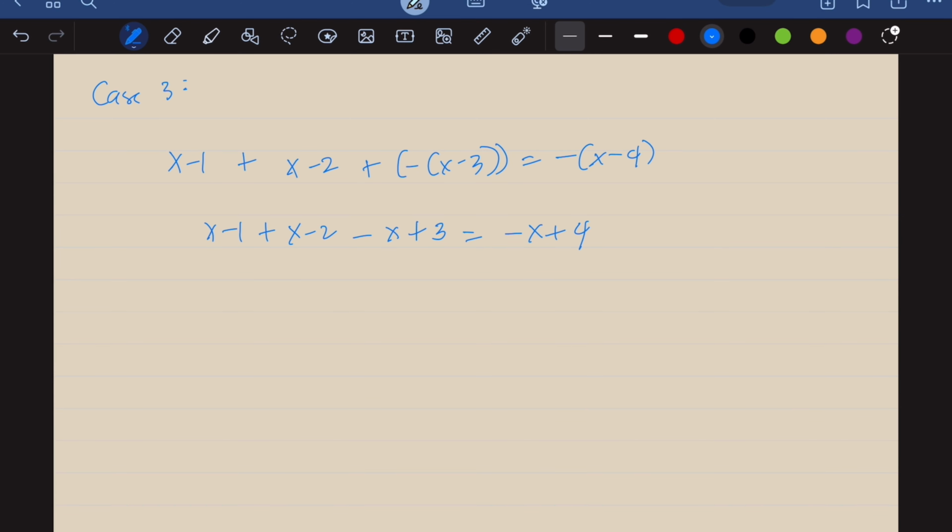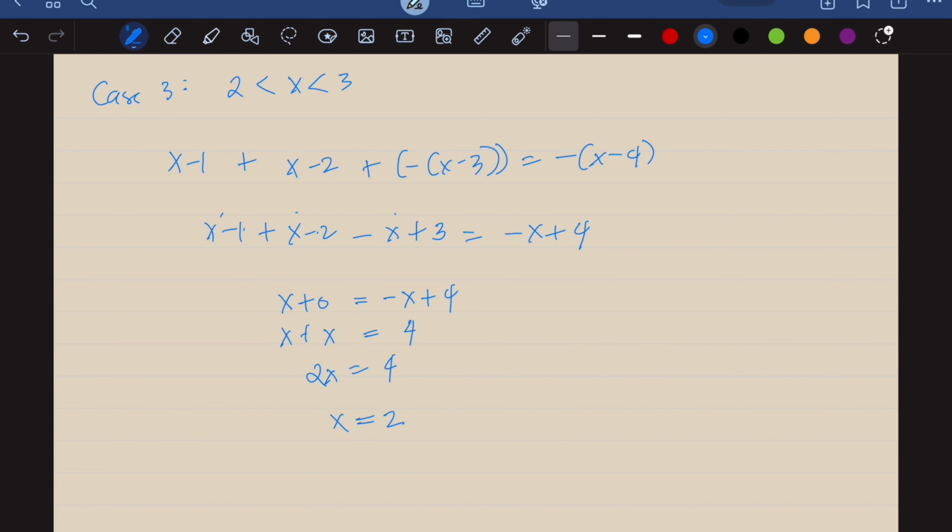We combine like terms. x plus x, 2x minus x, that's positive x. Negative 1 minus 2 is negative 3 plus 3 is 0, equals negative x plus 4. Therefore, we have here x plus x equals 4, or 2x equals 4, giving us x equals 2. We forgot to write the solution here. 2, 2, 3. Therefore, 2 is a solution for this one.